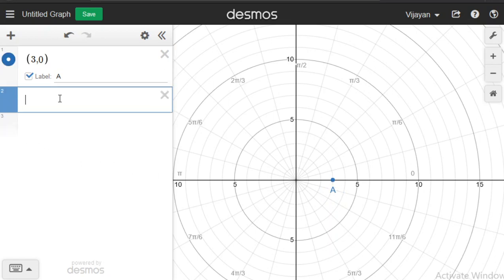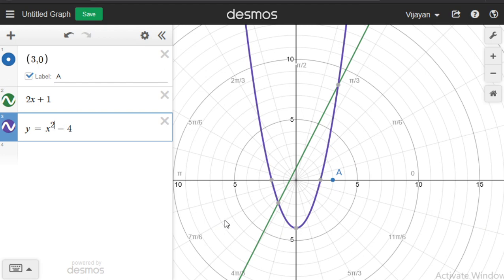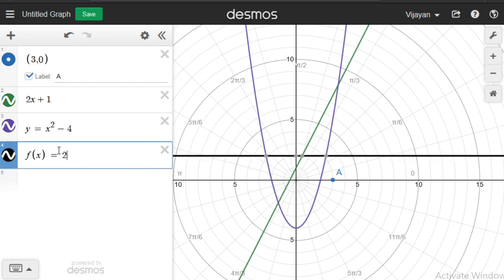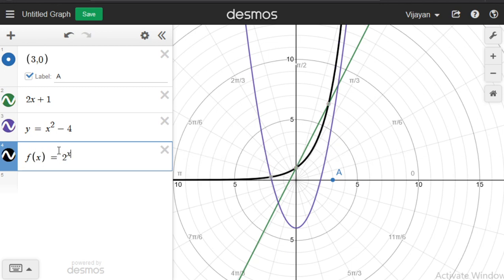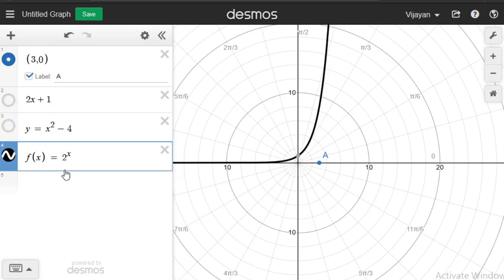Now suppose I want to plot 2x plus 1. This is a straight line, y is equal to 2x plus 1. Suppose I want to plot y is equal to x square minus 4. This is a parabola. Suppose I want to plot f of x is equal to 2 raised to the power x. This kind of function has an asymptote.